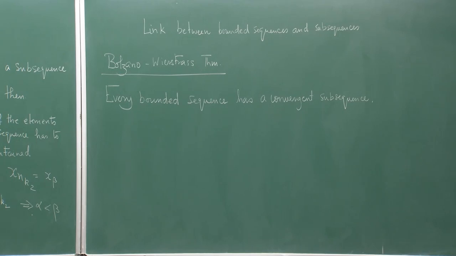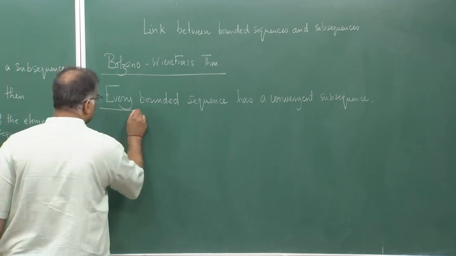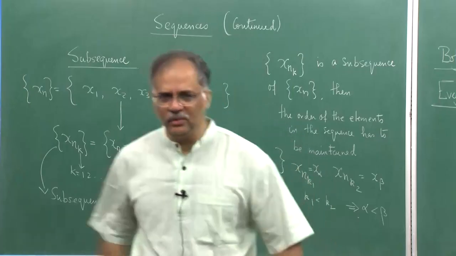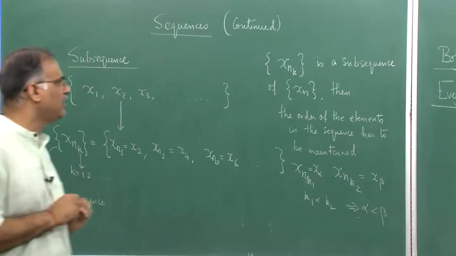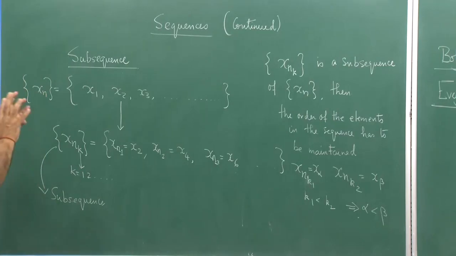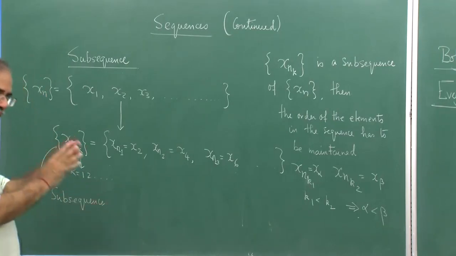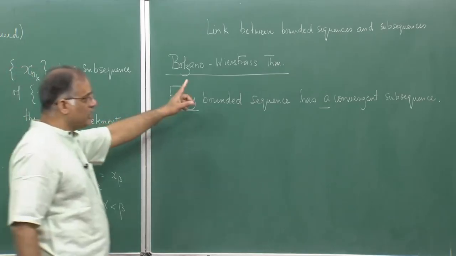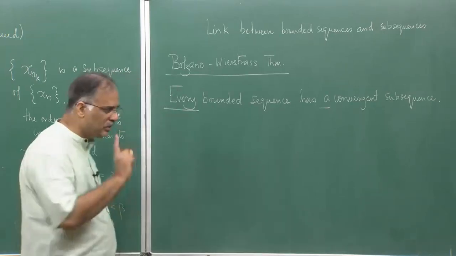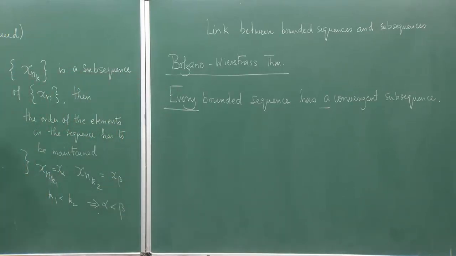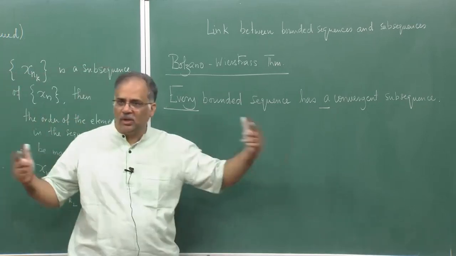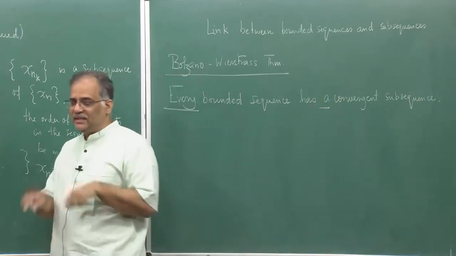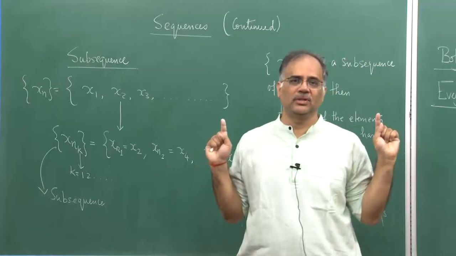Remember the two words here, every and a. This is something you have to focus on. When you look at a mathematical result, your first idea would be to focus on what it says. You have to get the logic very clear before you do anything. So, every bounded sequence, in mathematics using the term every is a very powerful thing. Every bounded sequence, it does not matter what the sequence is, has a convergent subsequence, which means there exists at least one subsequence which is convergent.